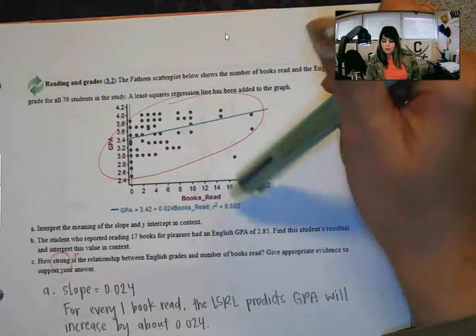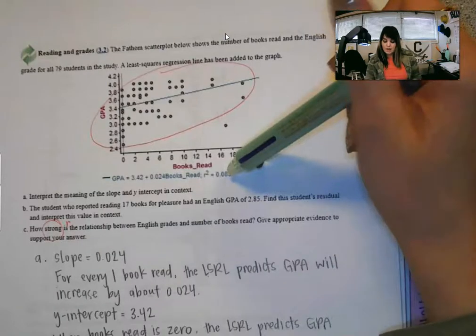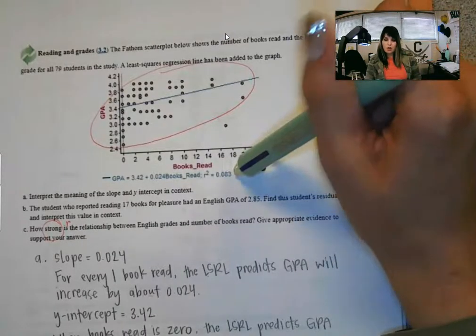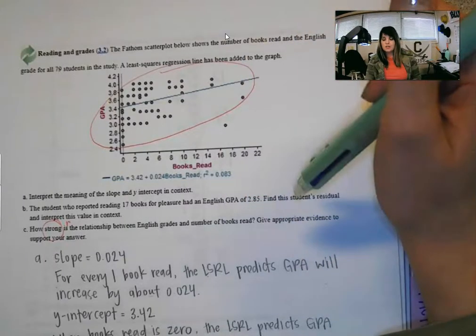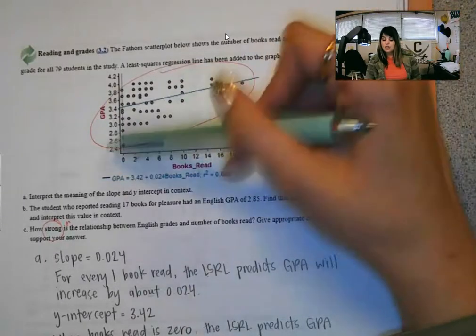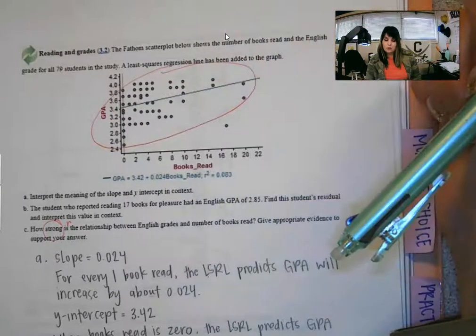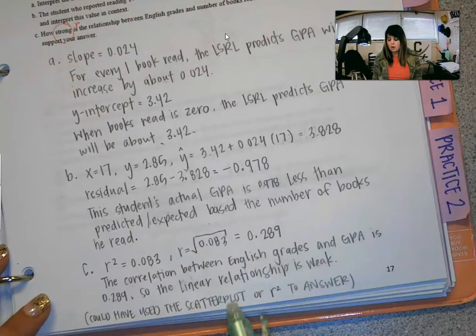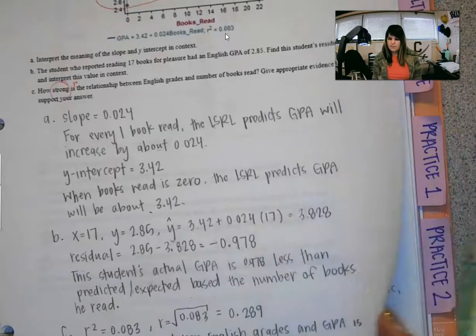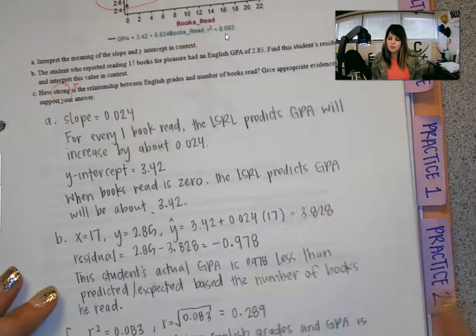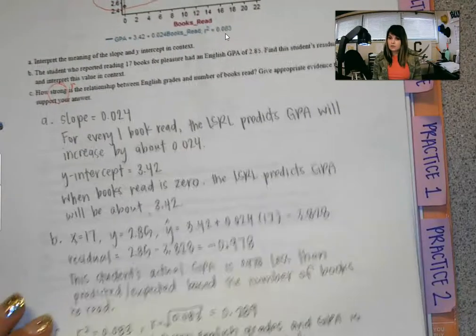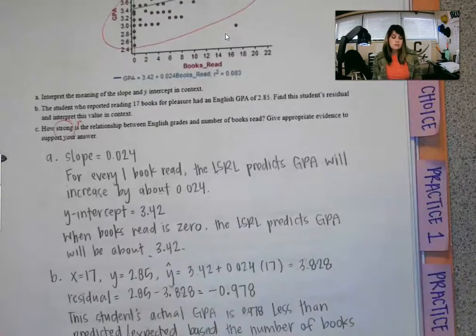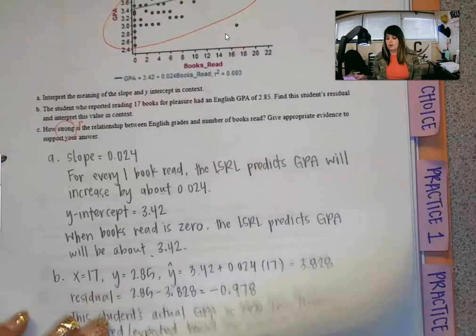If you wanted to use R squared, you could say, I don't think the relationship is very strong because only 8% of the variation in GPA is explained by books read. So you don't have to just use R here. You could use the scatter plot or the R squared. You don't need to use R there. You can use scatter plot or R squared.